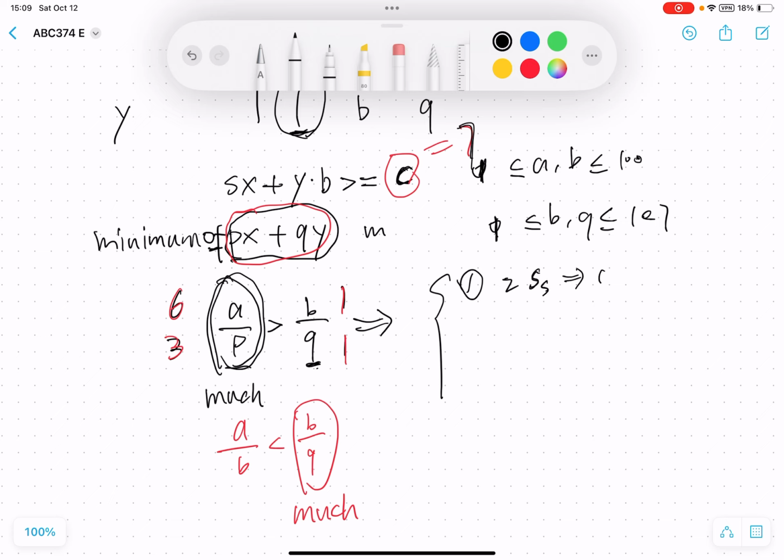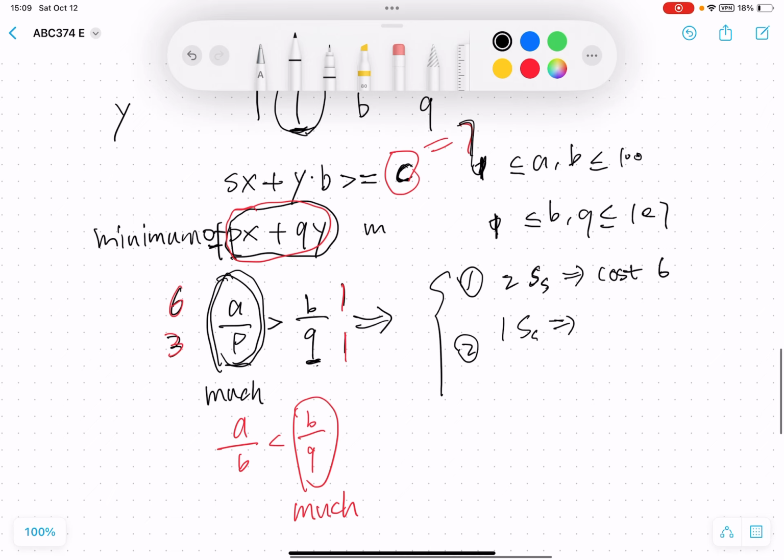That means we need cost $6. But if we just buy 1 S and 1 T, that only costs 7. This costs 2. That means cost 2, 4, 6 plus 3. We only need 4. That means 3 plus 1. So maybe we don't need.